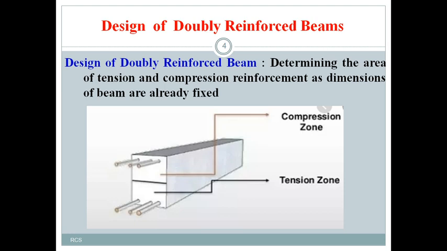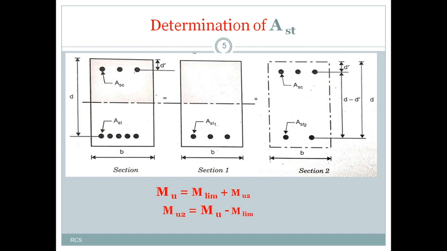So let us see, to design a rectangular doubly reinforced beam completely, what are the steps to be followed? Those steps we will discuss one by one now. So let us start with the first step. First we have to calculate the determination of AST, that is the area of tension reinforcement.